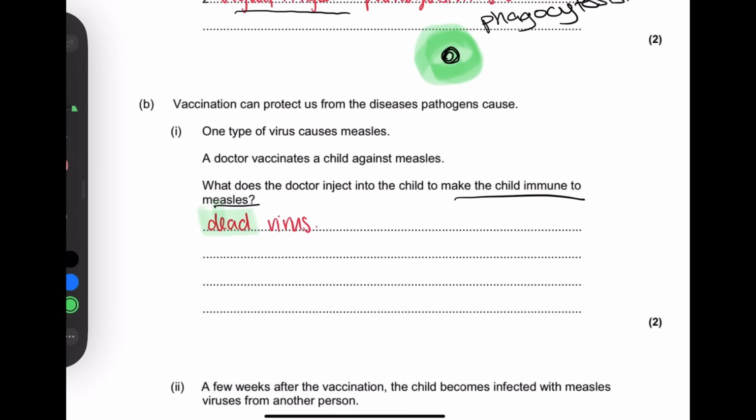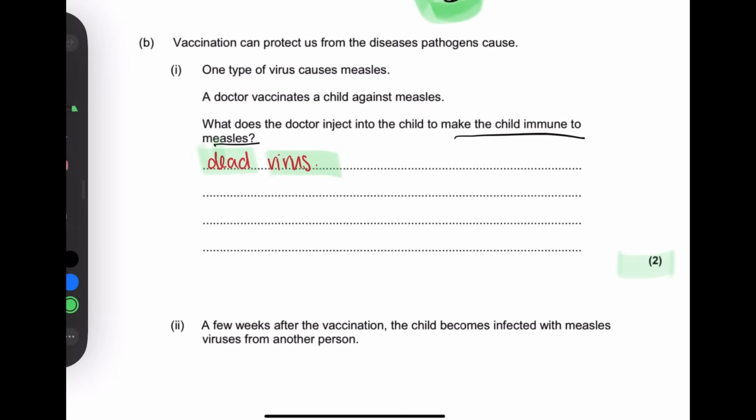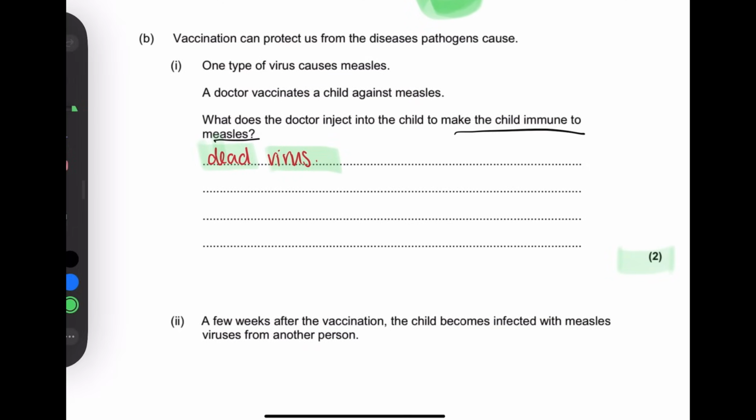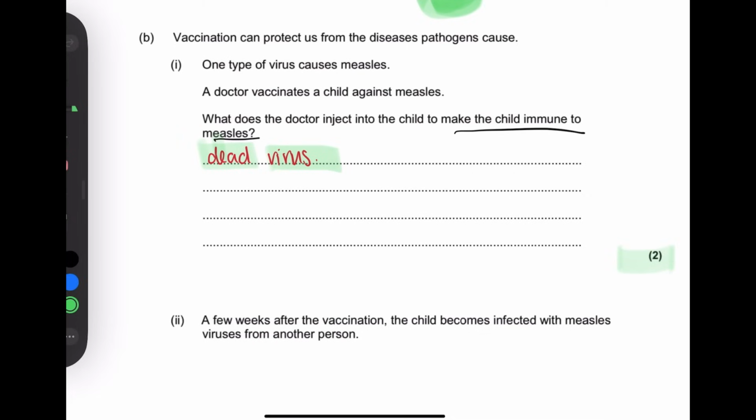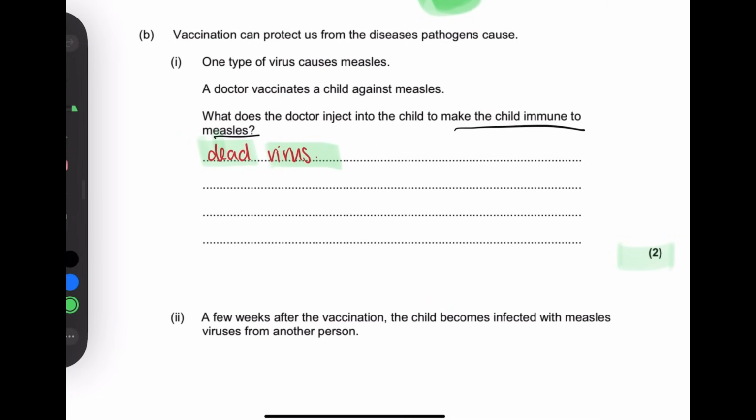So you get 1 mark for dead, and this can also be inactive or weakened. The second mark is for virus, or it can also be pathogen. Those two words give you 2 marks. So when you answer a question, see what exactly the question wants from you, and that's where you start getting the marks, so that you know what the mark scheme looks like, because that is the trick with GCSEs.